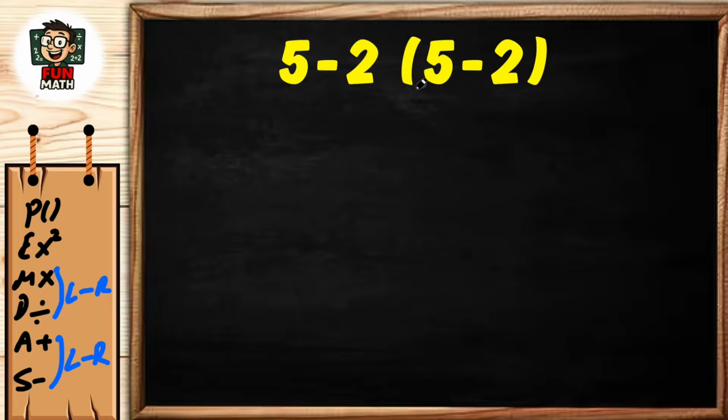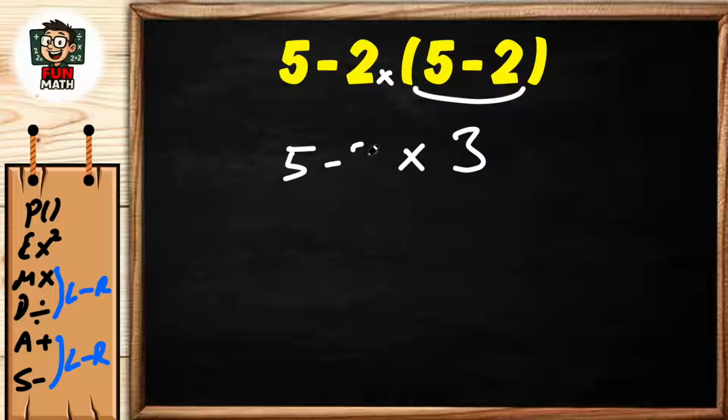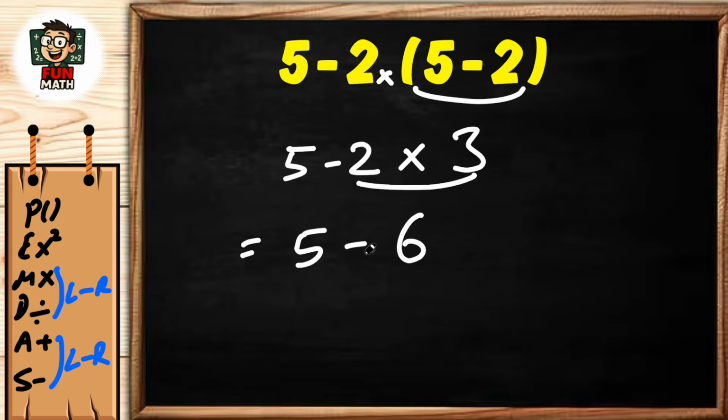First, parentheses: 5 minus 2 equals 3. Hidden multiplication, 5 subtract 2. Now, multiplication: 2 times 3 equals 6. Finally, subtract: 5 minus 6 equals negative 1. We solved the solution in detail.